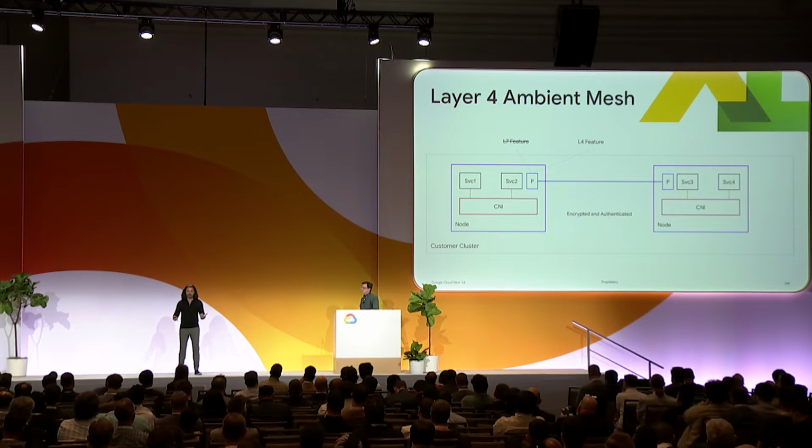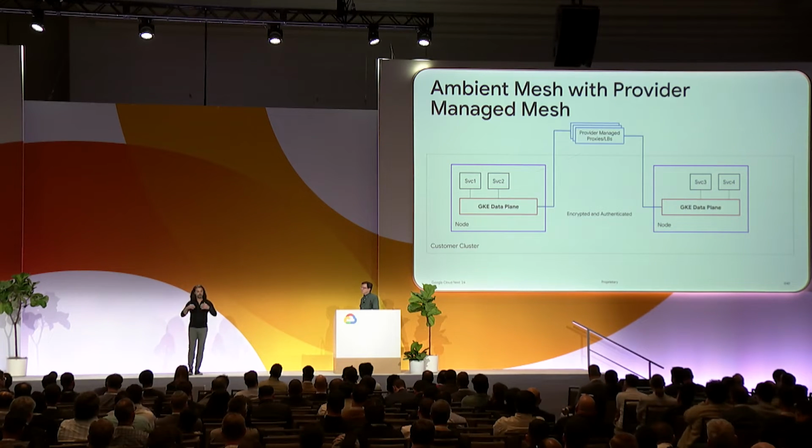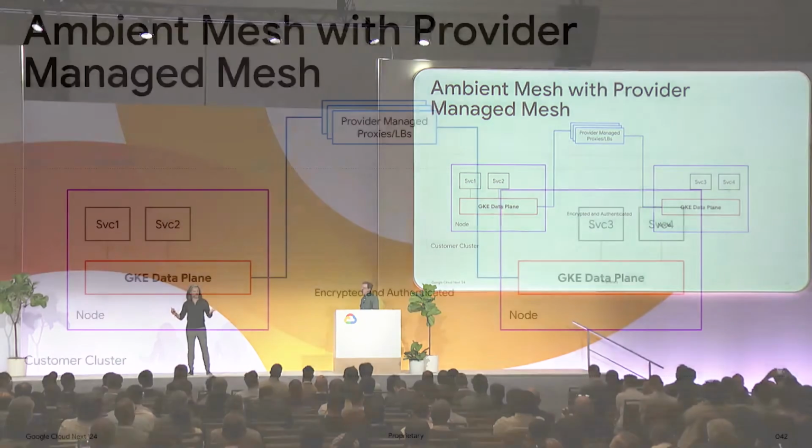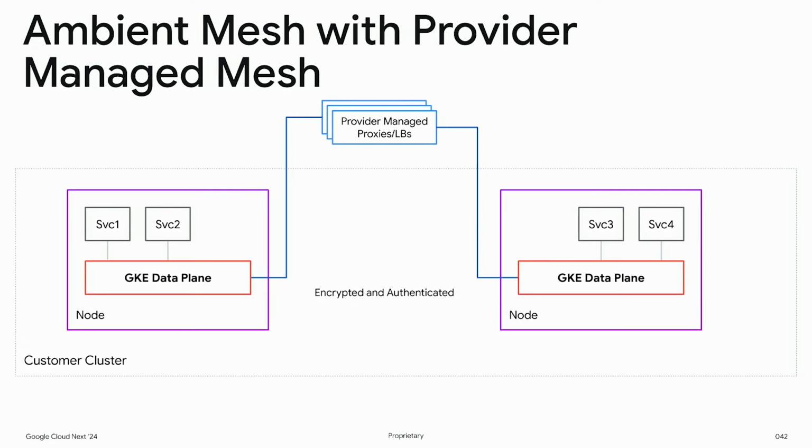If you need L7 feature functionality, this is where you move to the full-blown L7 ambient mesh model. This is what it would look like. So you notice that we've even removed the L4 proxy. In Google Cloud, the ambient mesh architecture implementation would look something like this. The L4 functionality will get relegated down to the GKE data plane, or the DPv2. So that will just inherently provide you with the MTLS and L4 functionality.